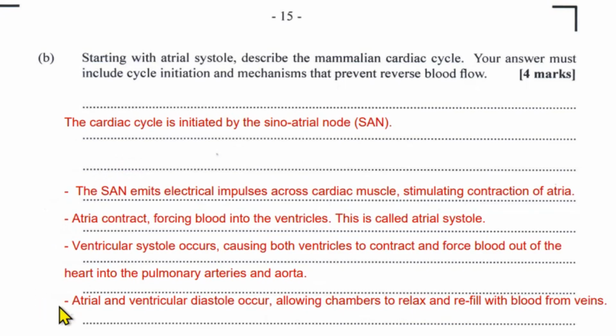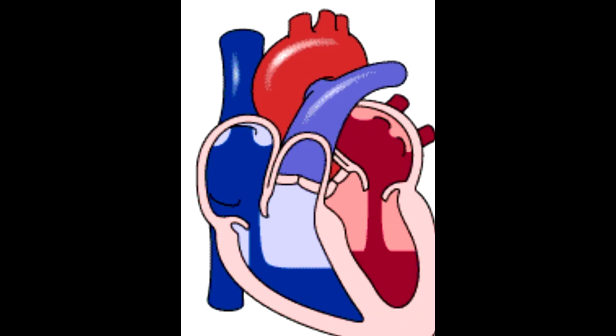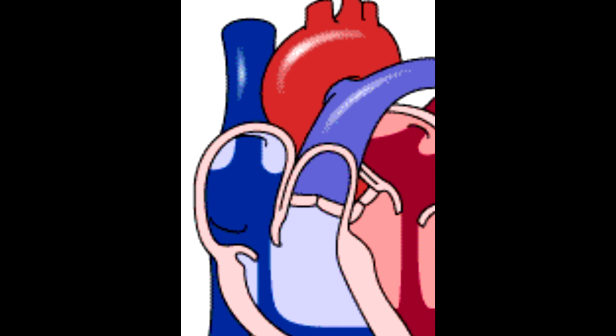Atrial and ventricular diastole then occur, which is basically the heart chambers relaxing and allowing blood to flow into the heart from the vena cava and the pulmonary veins. So blood flows back into the heart, and the heart gets refilled.